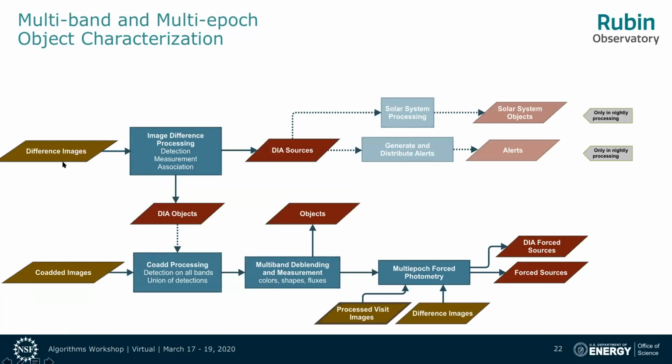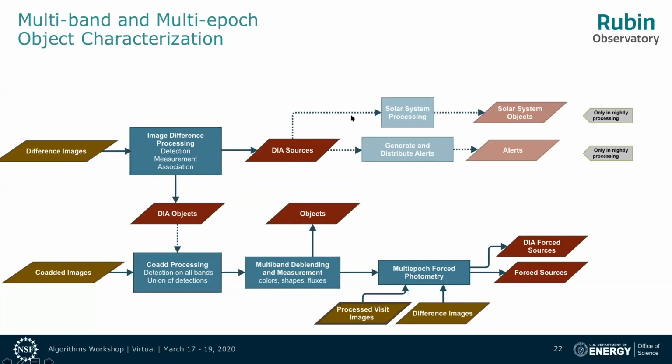Okay, adding on the difference images, my main point here is that difference imaging is not just a stage in alert production. We will also do difference imaging in a data release production as well. The steps here are roughly the same: detection, measurement, and association. That's matching the DIA sources with each other to produce DIA objects. Remember, DIA means difference image analysis.